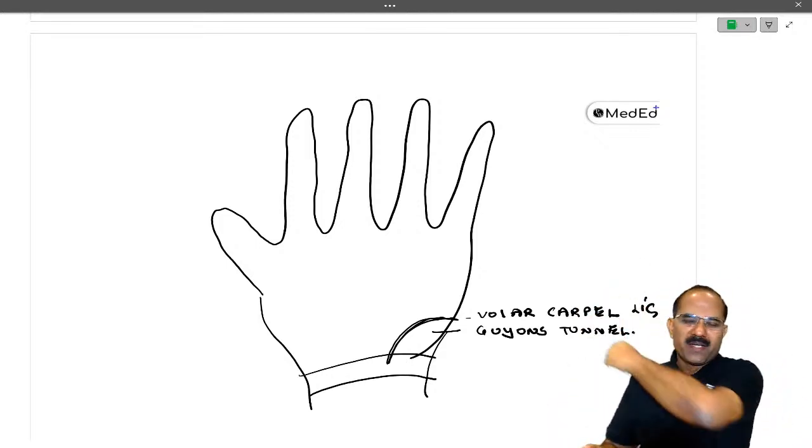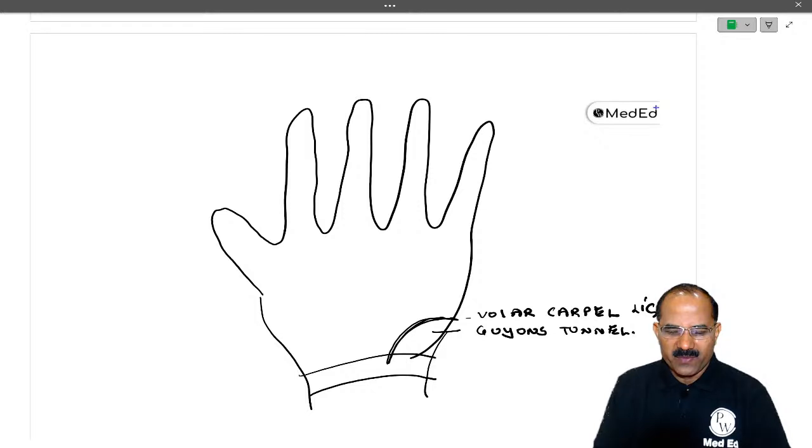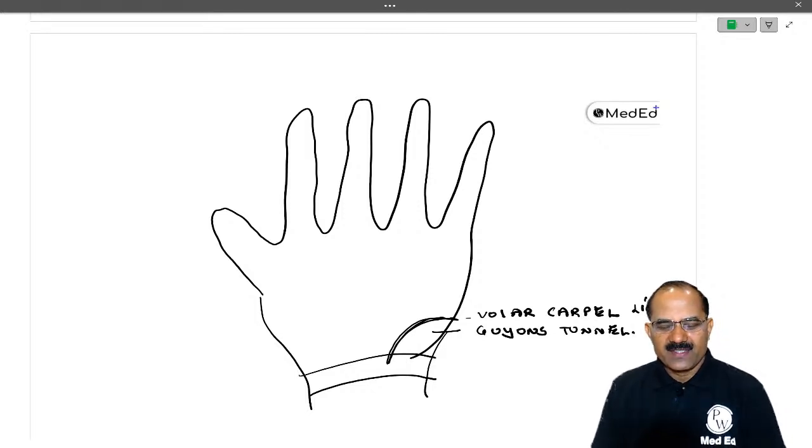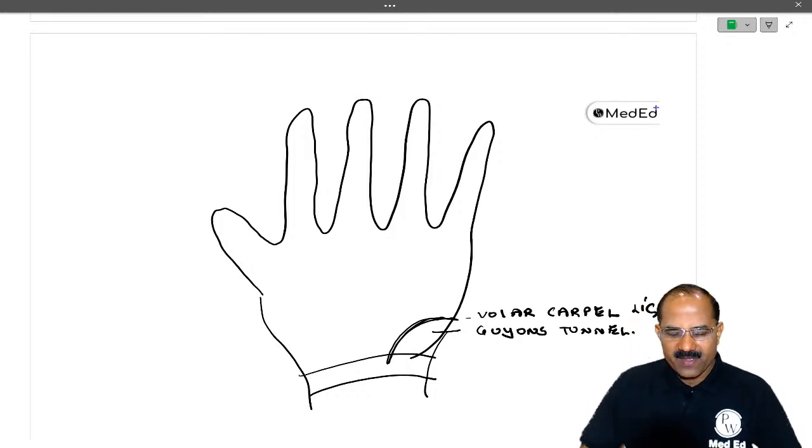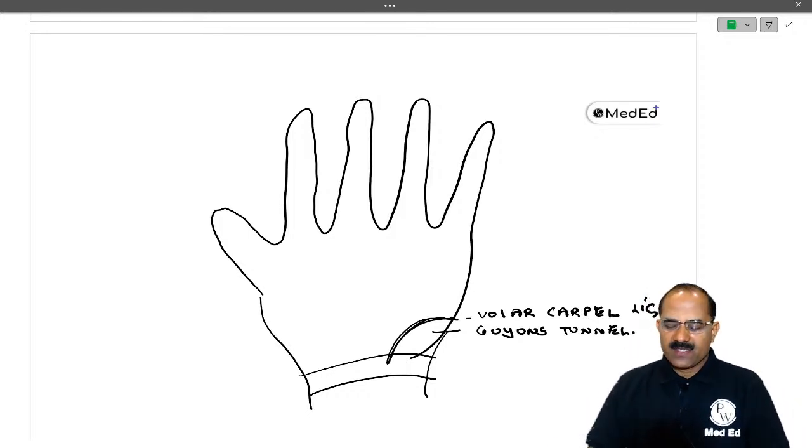A very important MCQ for you. Structure passing through the Guyon's tunnel. बोलो बच्चों, come on. I'm waiting. I'm looking at the screen. बोलो. Structure passing through the Guyon's tunnel. Anyone?